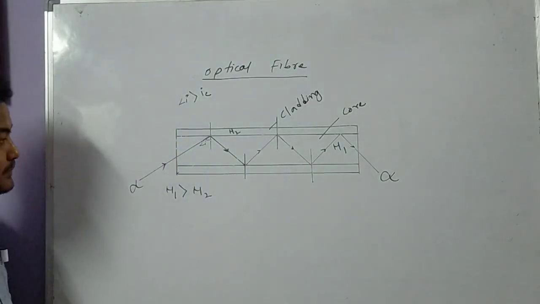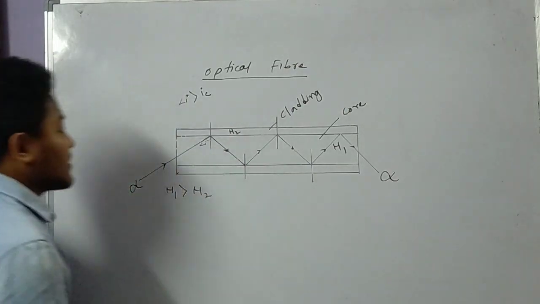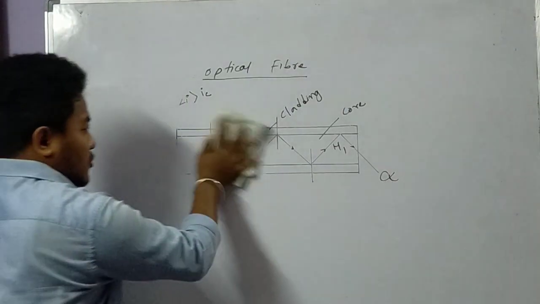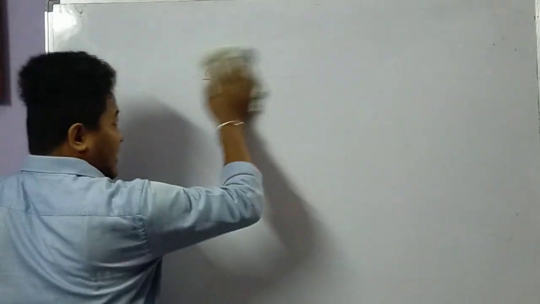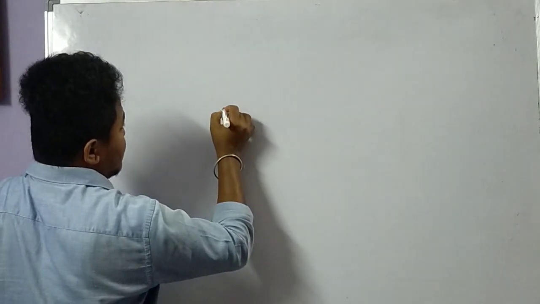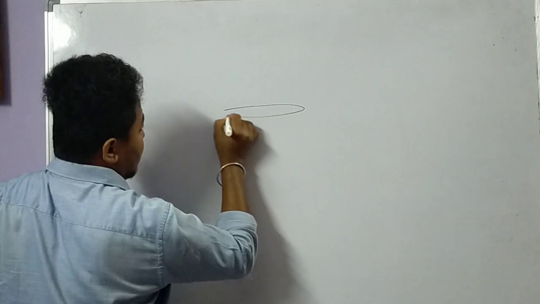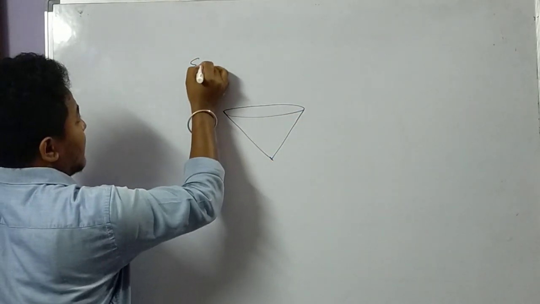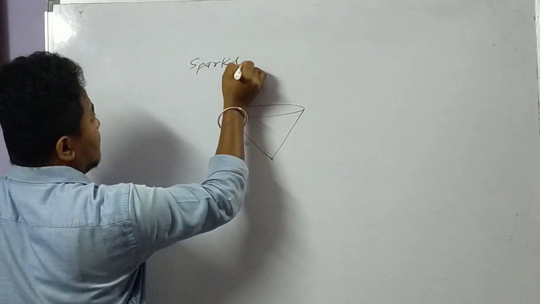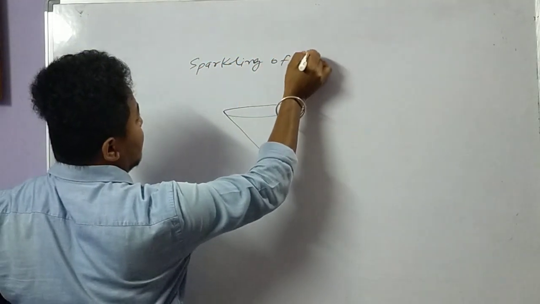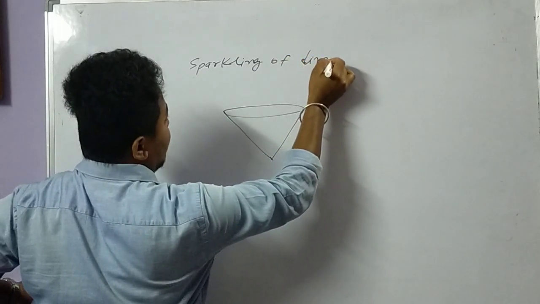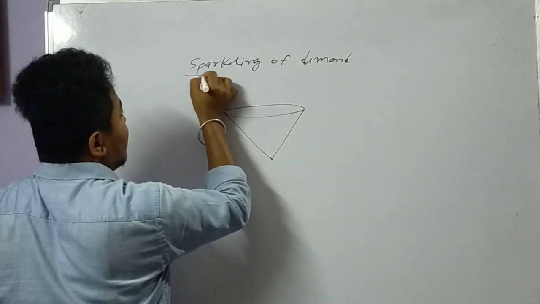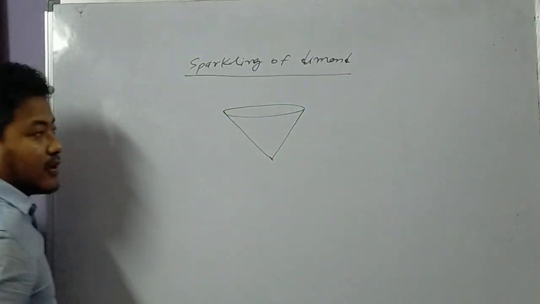Next, if we see the next part, it is the sparkling of diamond. As you know, the diamond is the most brilliant. It has brilliant, very sharp sparkling. The topic will be the sparkling of diamond. It is also an effect of total internal reflection.